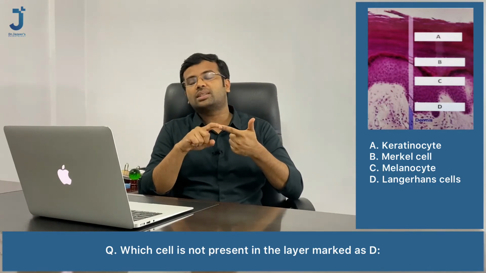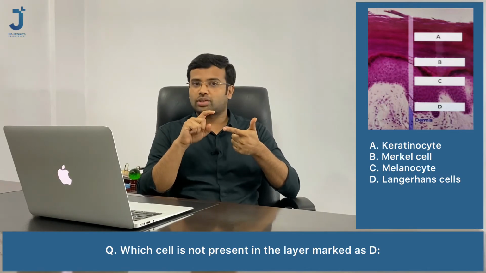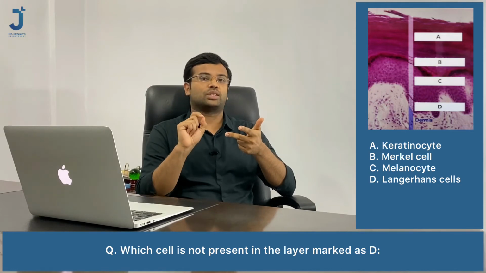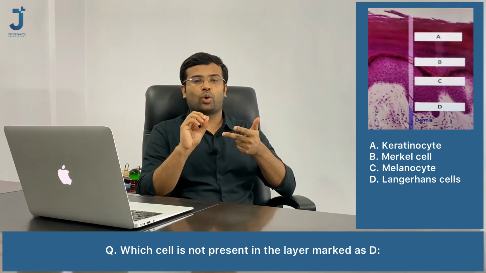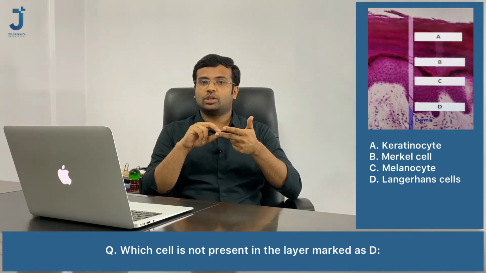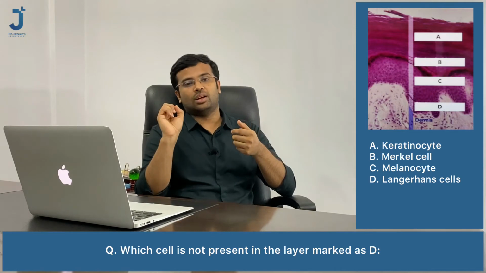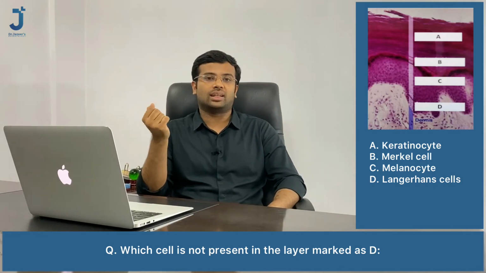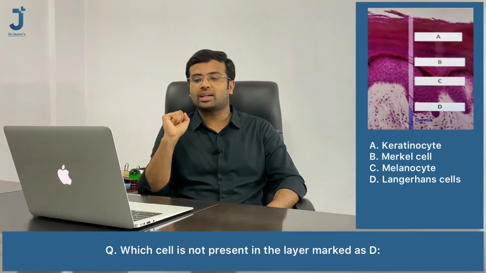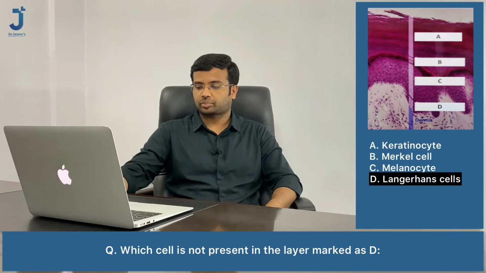So the other cell that is seen in the stratum basale is the melanocyte. So melanocyte is also seen. The other cell that is seen in the stratum basale is Merkel cells. Okay, the slow adapting touch receptors. So Merkel cells are also seen. So what is not seen in the stratum basale is the Langerhans cell. So where do you see Langerhans cells? Langerhans cells are seen in the stratum spinosum. So the correct answer here would be D, that is Langerhans cells.